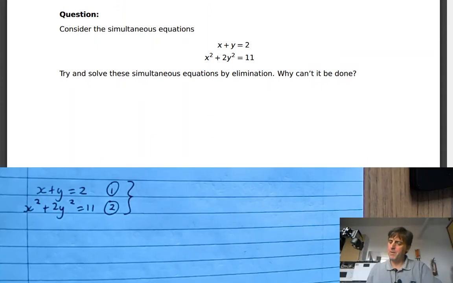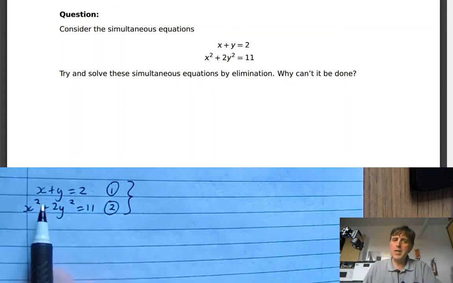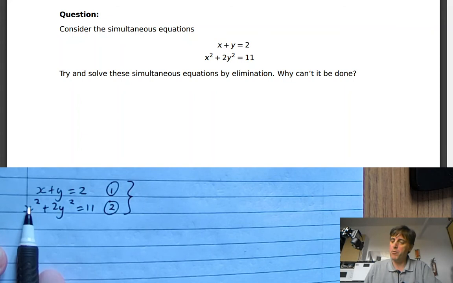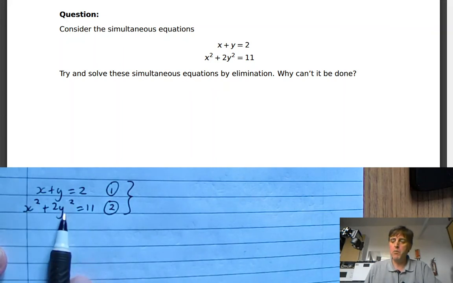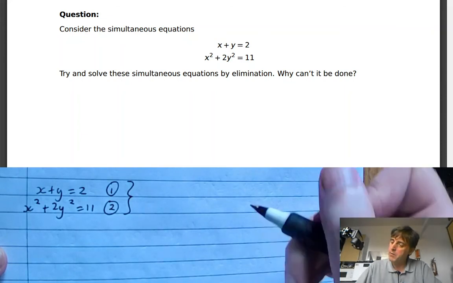Okay, so what do you think about this? If we're going to try an elimination method, what we've got to try and do is make either the x terms match up or the y terms match up in both equations, so that we can either add or subtract one equation from the other to eliminate. So here, because we've got an x squared term and a y squared term, we might be thinking about squaring both sides of equation 1 in order to make these things match up. So let's do that and see what happens.